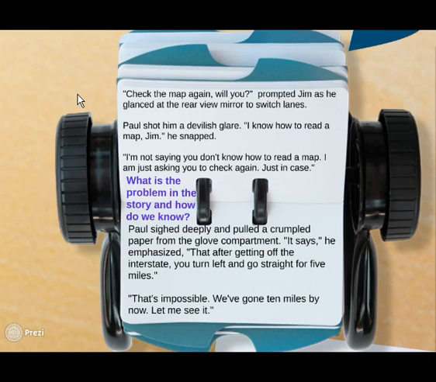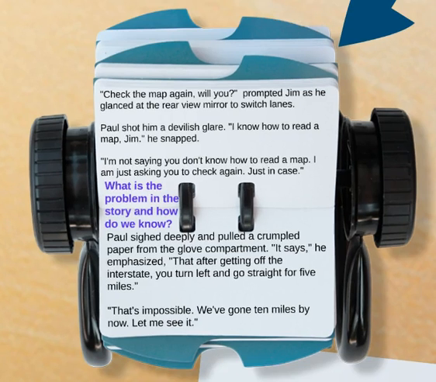Check the map again, will you? Prompted Jim as he glanced at the rearview mirror to switch lanes. Paul shot him a devilish glare. I know how to read a map, Jim, he snapped. I'm not saying you don't know how to read a map. I'm just asking you to check again, just in case. Paul sighed deeply and pulled a crumpled paper from the glove compartment. It says, he emphasized, that after getting off the interstate, you turn left and go straight for 5 miles. That's impossible. We've gone 10 miles by now. Let me see it.